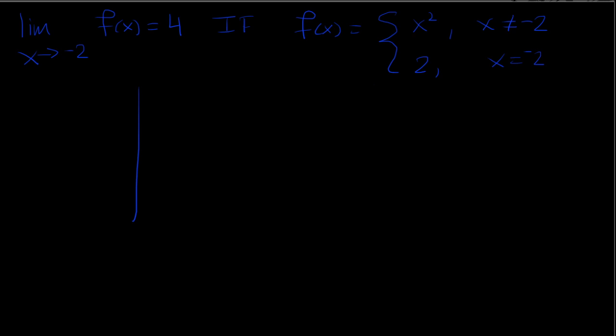Okay, let's look at the graph. At negative 2, we said it's going to be 2. And everywhere else, it's going to be x squared. So we can draw a nice parabola. So at negative 2, we know it's 4. So it's going to be up here. It's going to be a nice circle. So it'll be something like that.